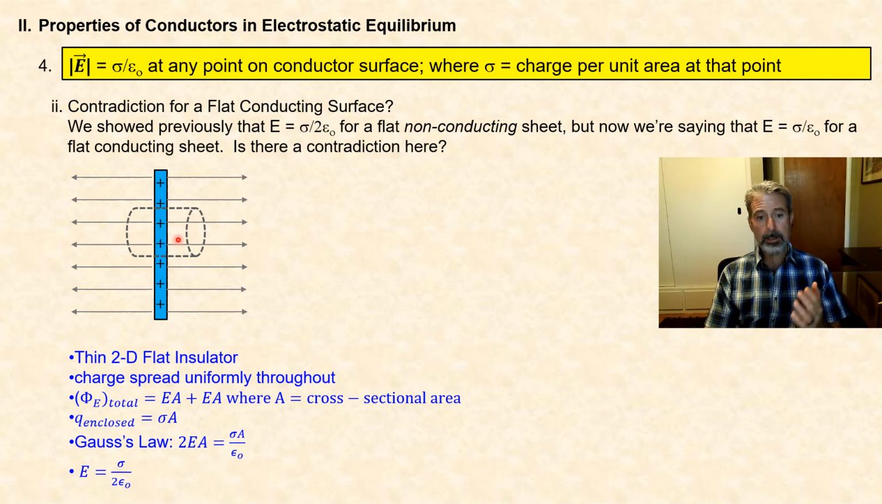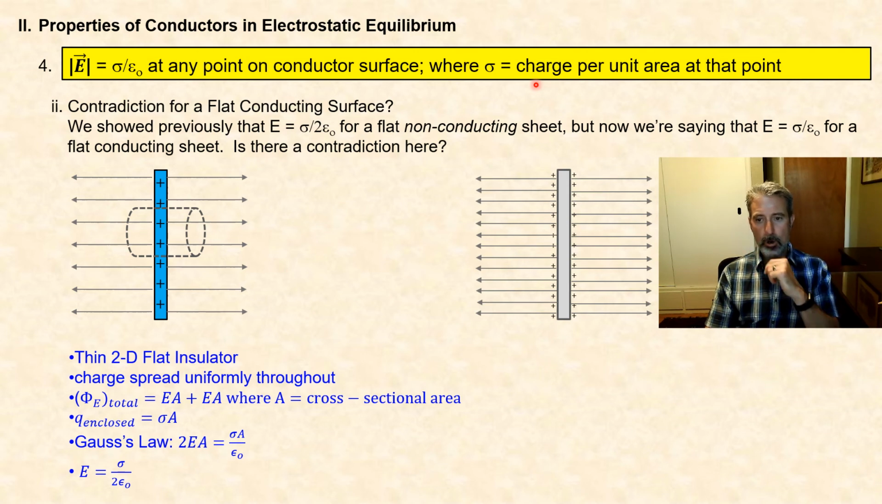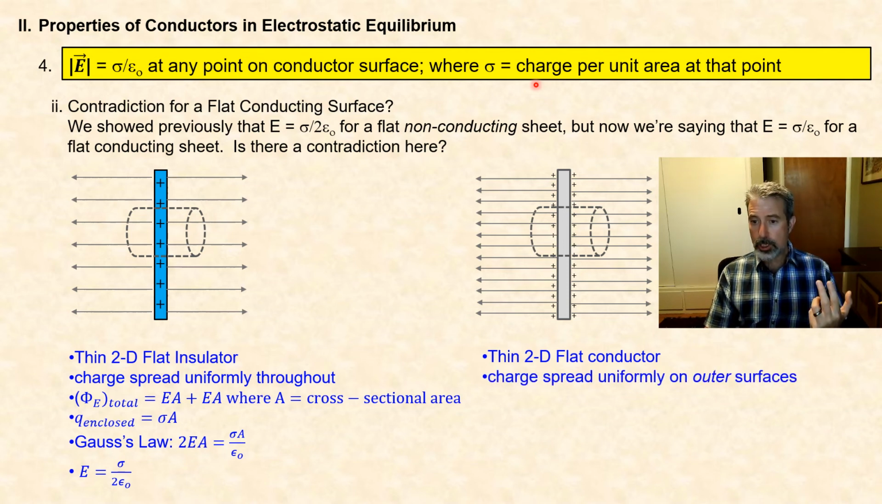When we now did this for the conducting sheet of charge, the geometry is exactly the same. We're looking at planar symmetry. A plane non-conducting sheet simply becomes a conducting sheet which is charged. And when we once again apply Gauss's law, we choose the same Gaussian surface due to the symmetry. We're now looking at a thin two-dimensional flat conductor. Notice here that the charge is spread uniformly on the outer surface.